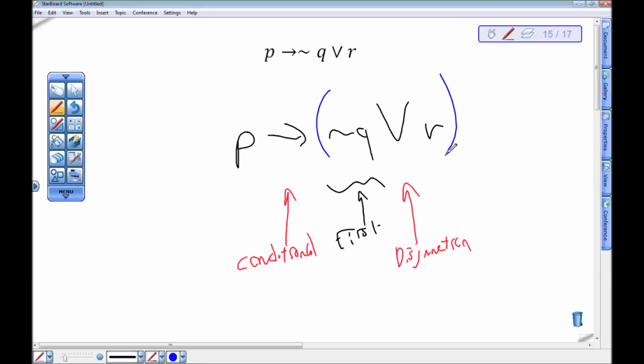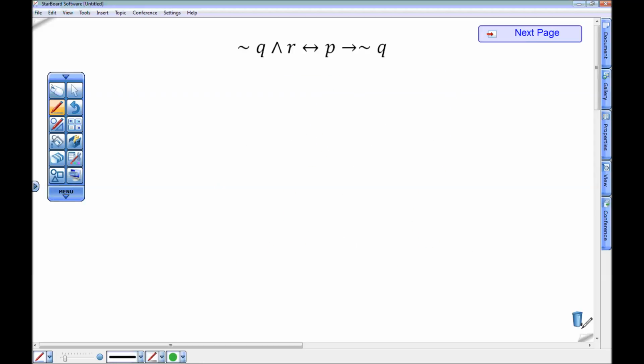So when I write this statement, I mean this statement. The order of operations tells me do the negation first, then do that disjunction, and then finish with the conditional. Okay, let's look at one more. Well, a couple more. This time I have not Q and R if and only if P, if P then not Q.